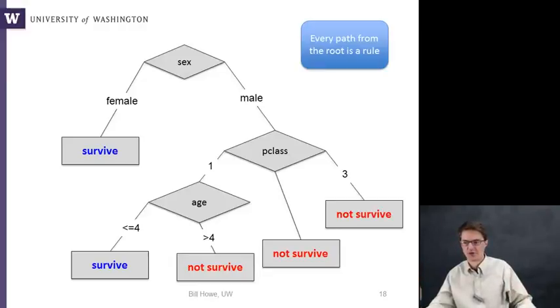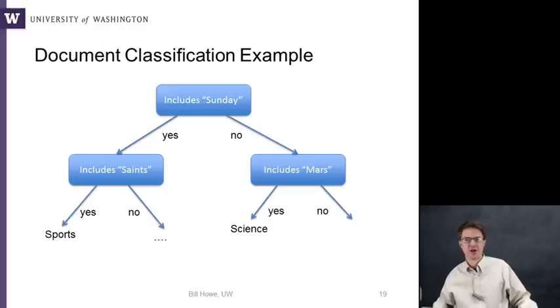All right. So switching examples for a second, consider going back to this document classification example. You can build decision trees in this case as well. You can say, look, if the document includes the term Sunday, you either have yes or no, and if it includes the word saints, then you have yes or no, and if it does, then it's probably talking about sports, right? And if it includes the word Sunday, but it includes the word Mars, then it's probably talking about science. Okay. And so here, the include Sunday yes or no condition being at the top maybe wasn't all that helpful, and we'll make that notion more precise in a moment.